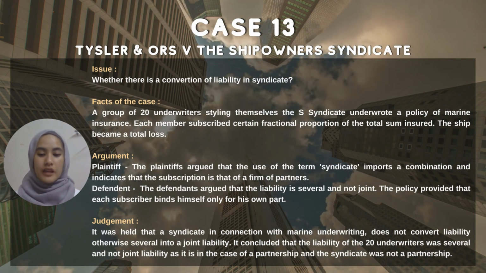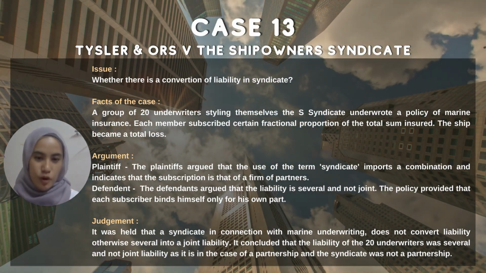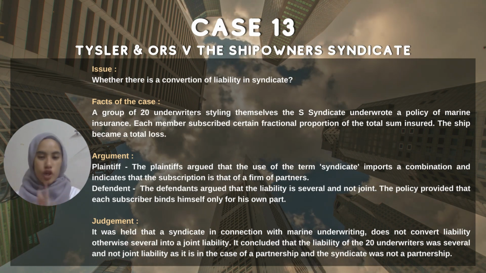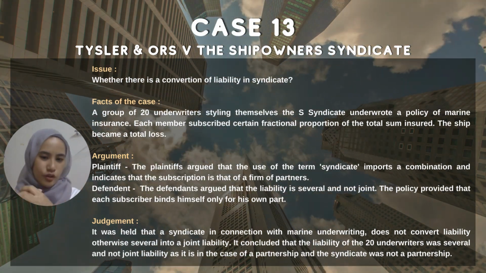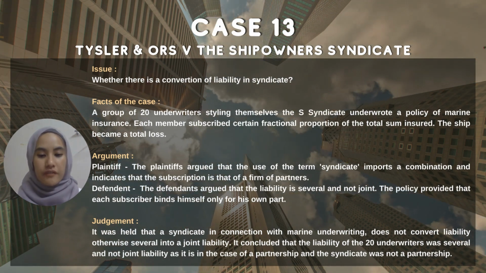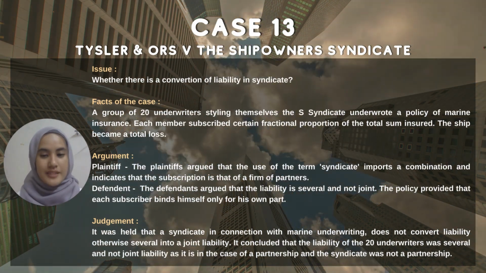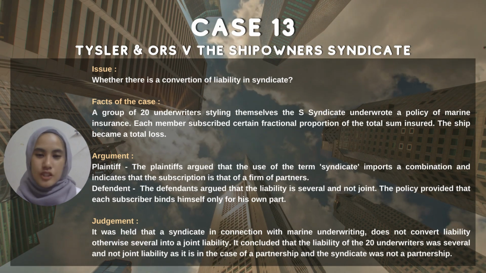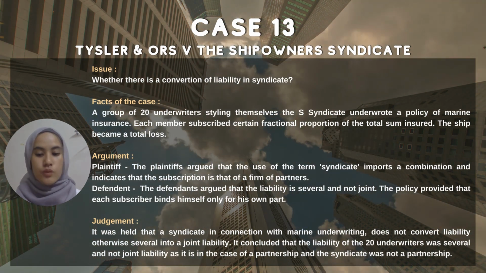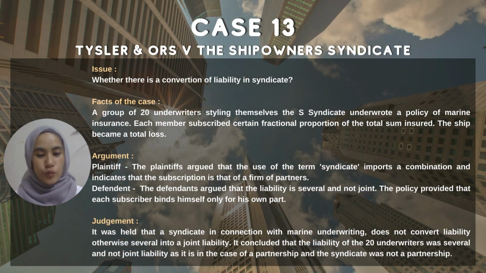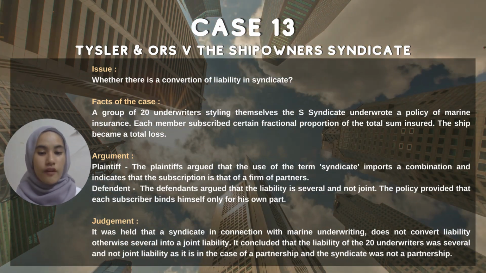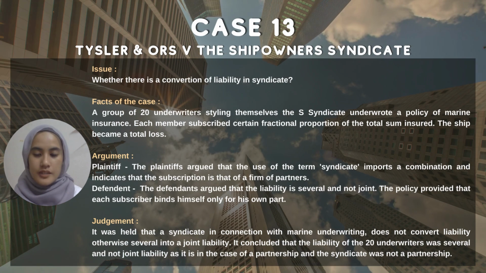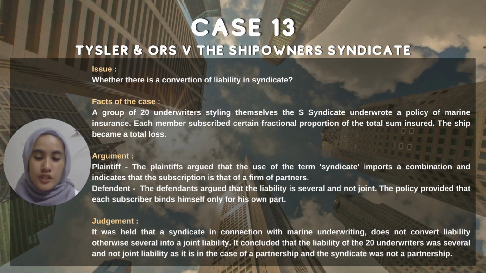From the defendant side, the ship owners syndicate argued that the liability is several and not joint, not in a group. The policy provided that each subscriber binds himself only for his own part. So the judgment here was that a syndicate in connection with marine underwriting does not convert several liability into a joint liability.